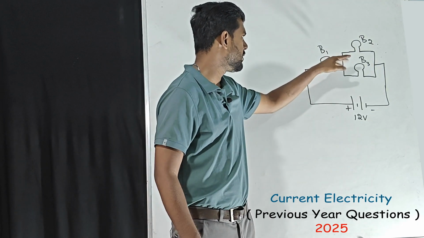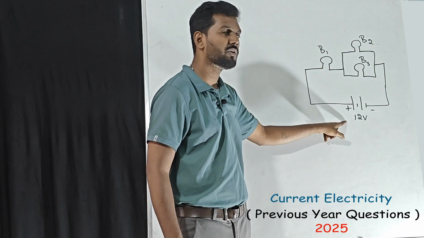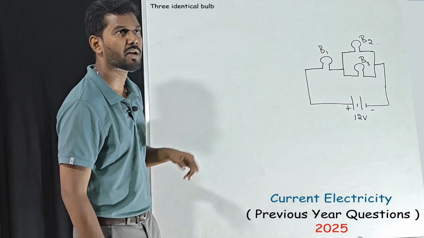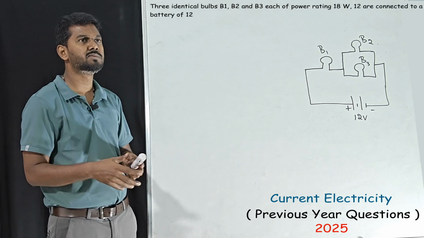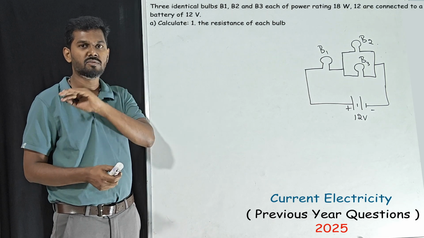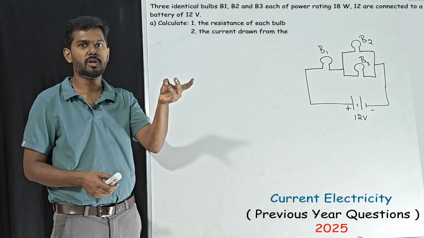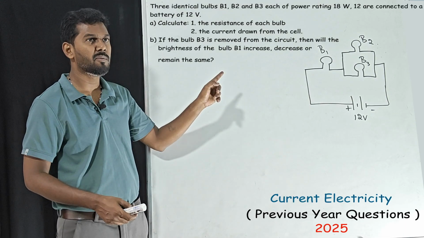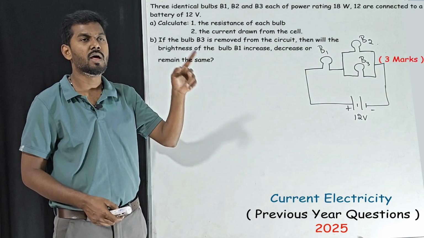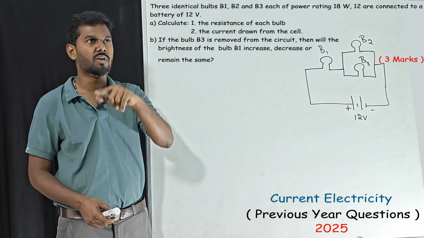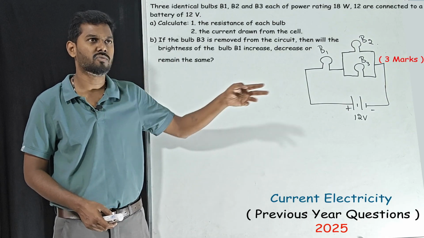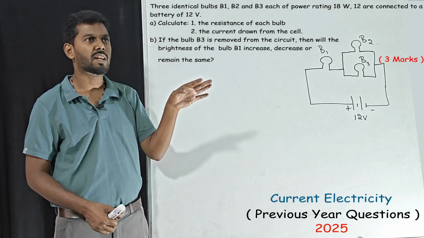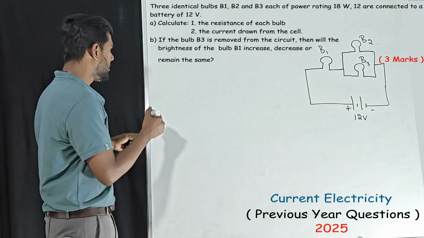Our next question, so this is the diagram. We have three bulbs, B1, B2, B3, and we have been given the EMF of the battery. Now three identical bulbs, identical means everything will remain the same. The power, voltage, resistance, everything will be the same. That is the meaning of identical. B1, B2, B3 are each of power rating 18 watt and 12 volts, connected to a battery of 12 volts.